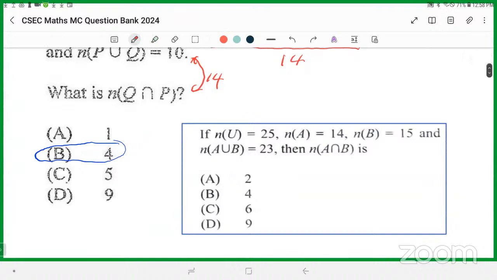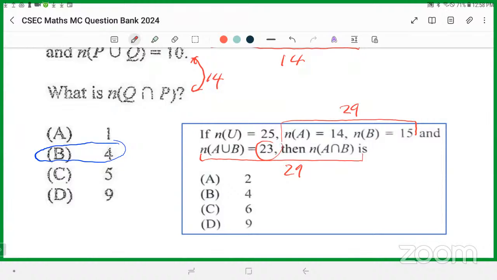The number in the union is 25. Number in A is 14. Number in B is 15. The number in the union is 23. What is the intersection? The same thing again. If these two add up to 29, then these two must also add up to 29.